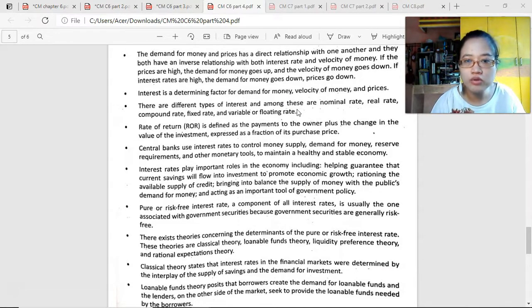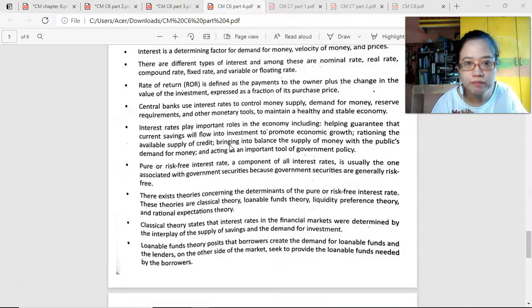There are different types of interest, and among these are nominal, real, compound, fixed rate, and variable or floating rate. Rate of return is defined as the payments to the owner plus the change in the value of the investment, expressed as a fraction of the purchase price. Okay. Central banks use interest rates to control money supply, demand for money, reserve requirements, and other monetary tools to maintain a healthy and stable economy. If there's too much money in the market, that could lead to inflation, so they would want a contractionary economy, or to slow down the market.